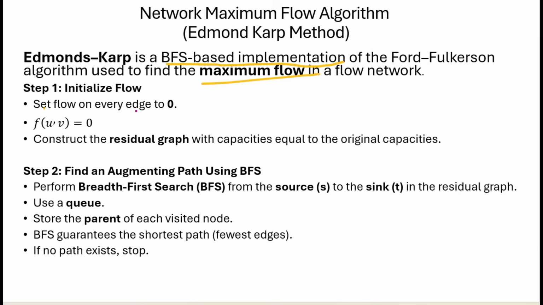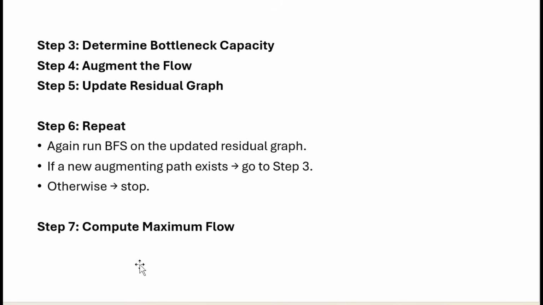In Edmonds-Karp we use the BFS concept to find the shortest path. Then in this shortest path, find the minimum capacity, choose that capacity and update the residual graph. The first step is to initialize the flow on every edge as 0. Initially there is no flow in the network. Find the augmenting path using BFS from the source to the sink, using one queue and updating the parent node also. BFS guarantees the shortest path. If no path exists, stop the procedure.